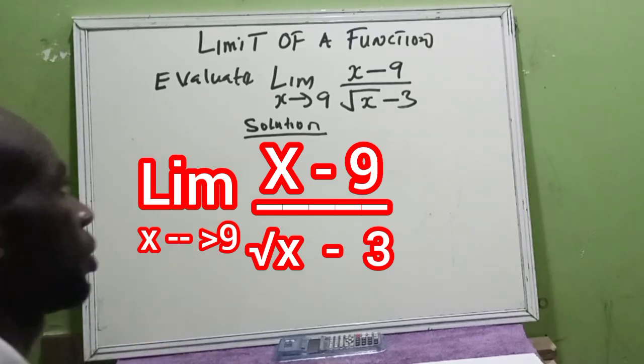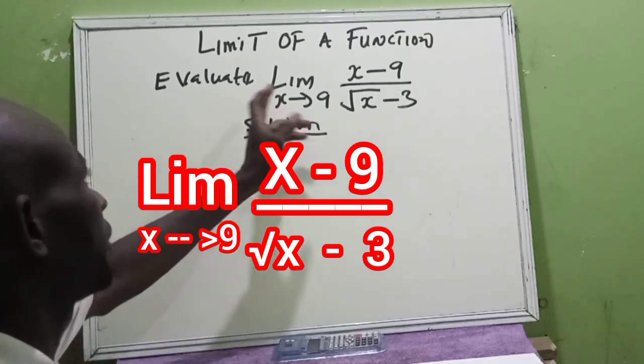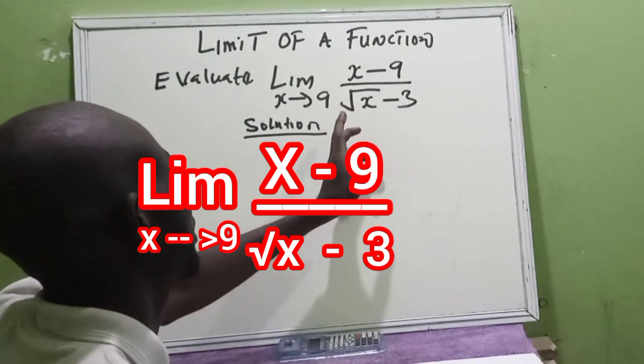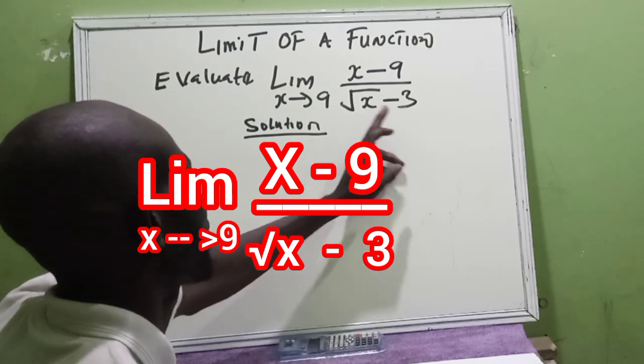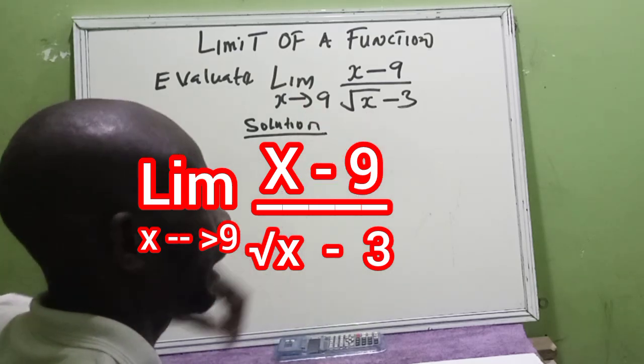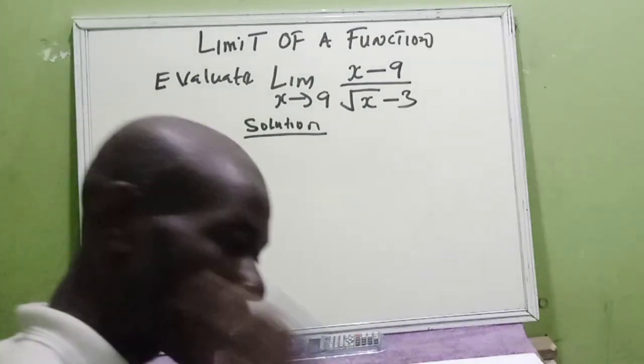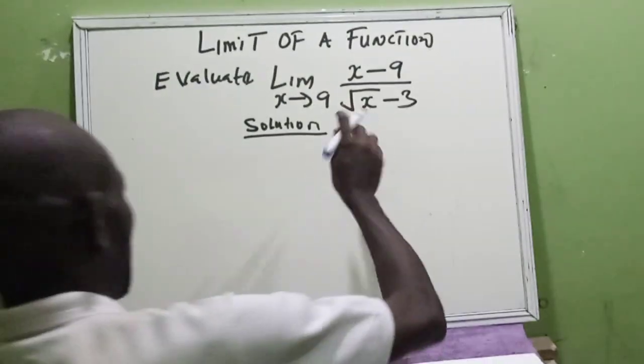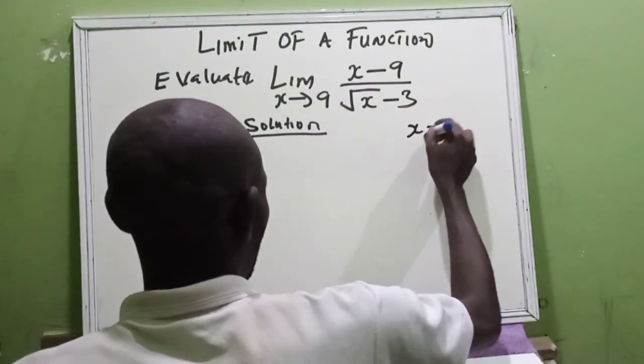Let's solve this question on the screen. The question says we should evaluate the limit of (x minus 9) all over the square root of x minus 3 as x tends to 9. The golden rule: always start with the direct substitution method. Let's substitute the value of x into this function.